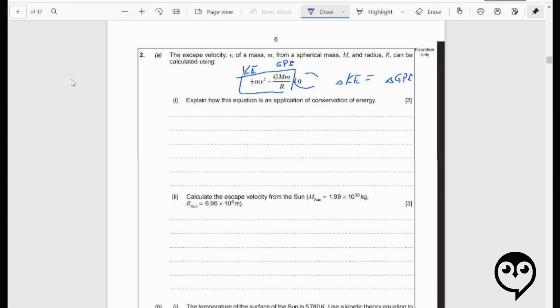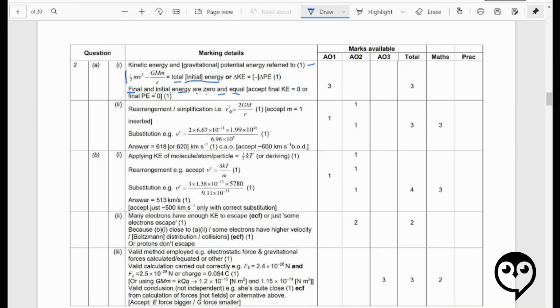Okay? Part 2, calculate the escape velocity. You just plug these numbers in, and just in the interest of time, I'll show you. The little m's, they'll cancel out. We don't need that. You can put an m of 1 if you like, and you get about 618. Try that for yourself.